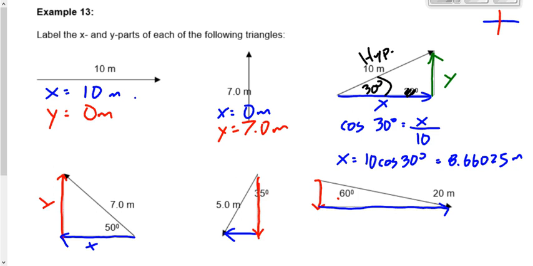So, how much of this first one was x component? 10. How much of the second one is x component? 0. How much of that third one, 10 meters, is x component? 8.66025 is x component.